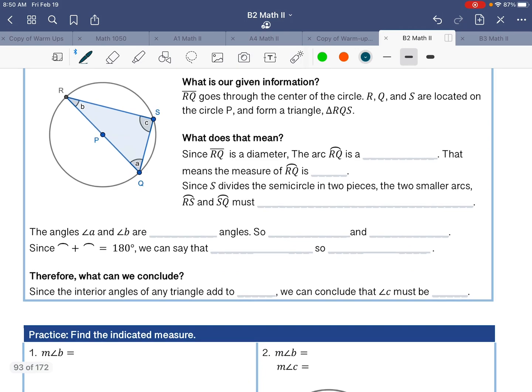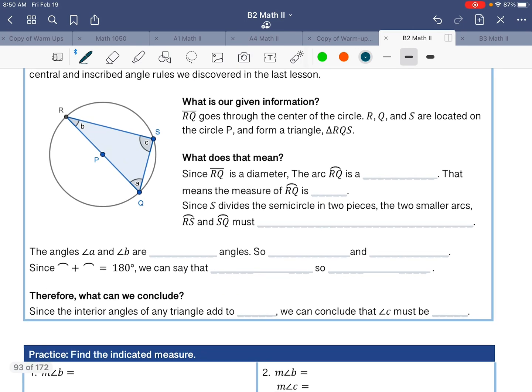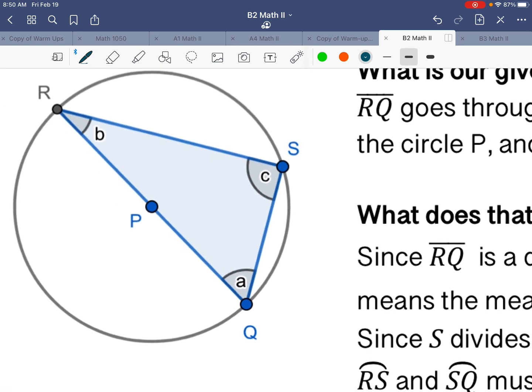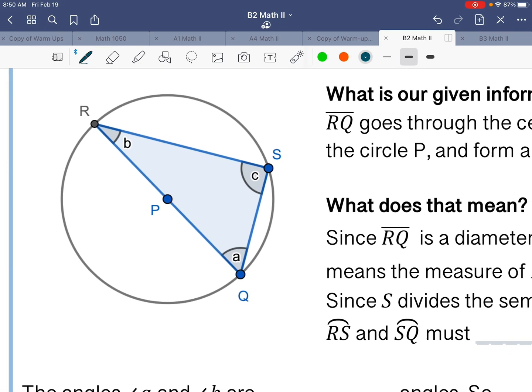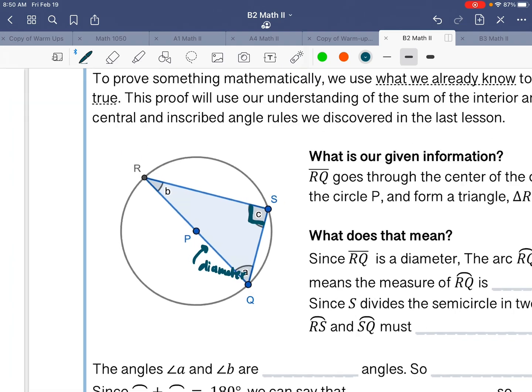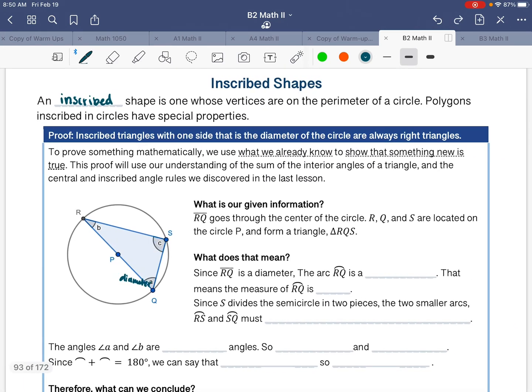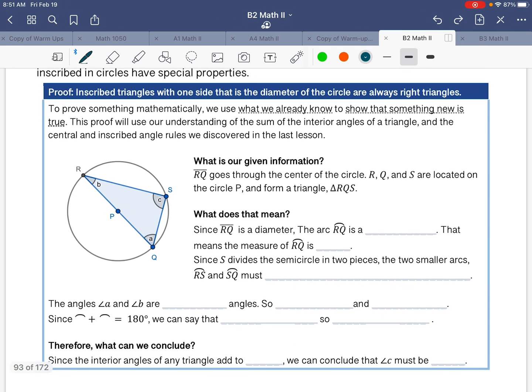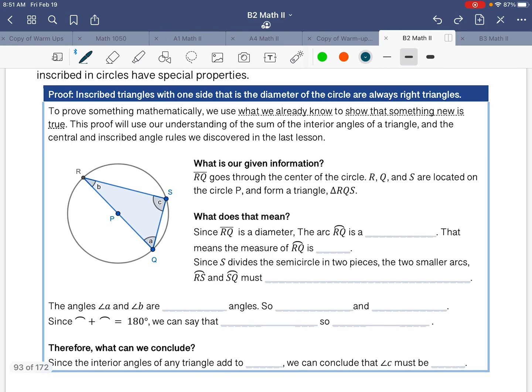And we are going to lead ourselves to the conclusion that a triangle that's laid out like this, where this is the diameter, if that's a diameter and you make a triangle using that diameter, then this angle is always 90 degrees. That's the conclusion we're leading ourselves to here. But we don't know that yet, but we're going to get there, right? So what is our given information? Given means what facts are we starting with?